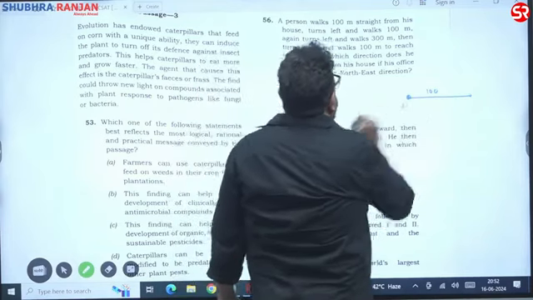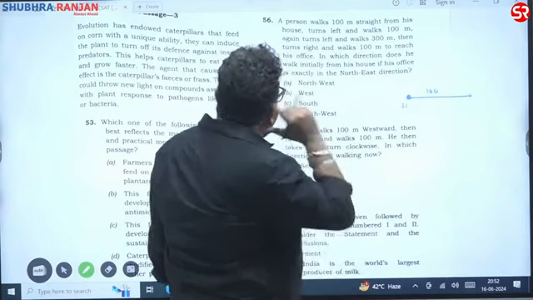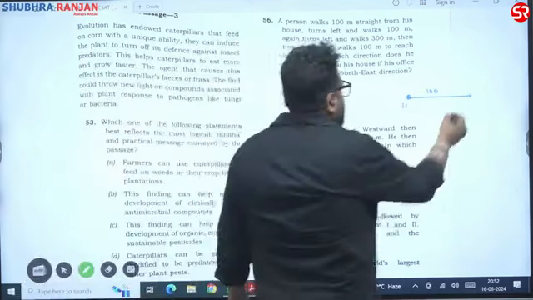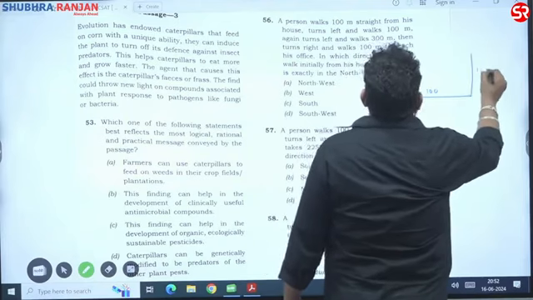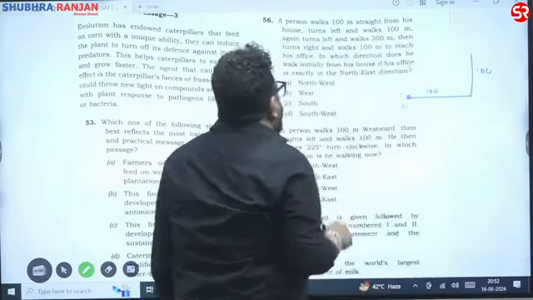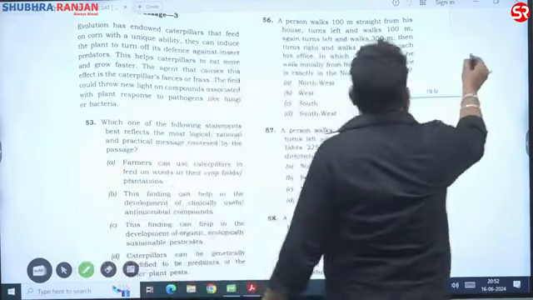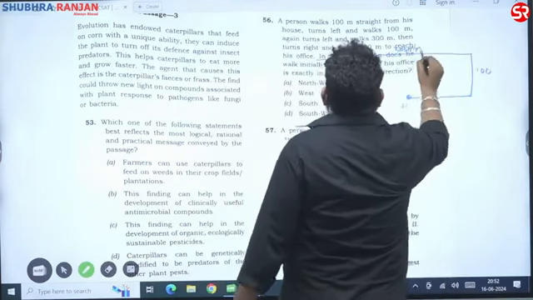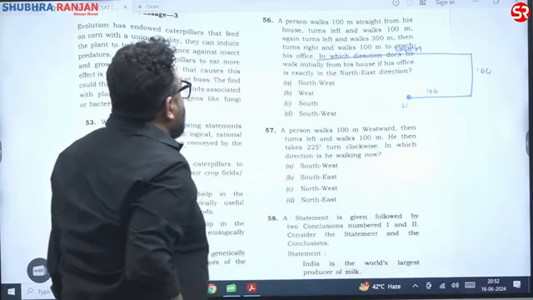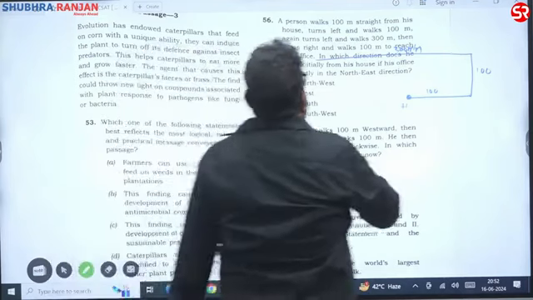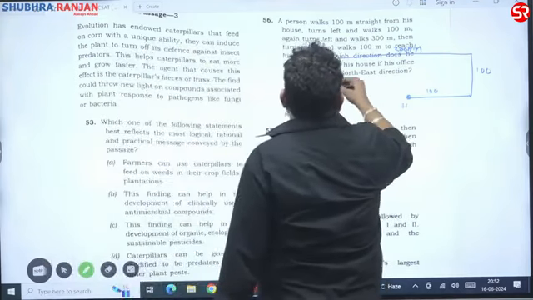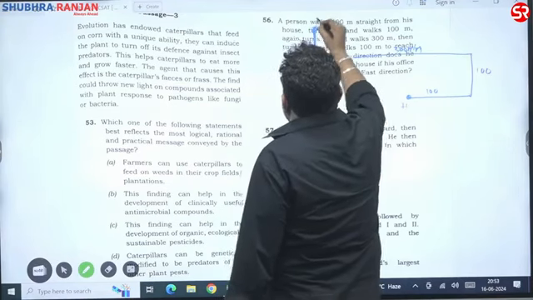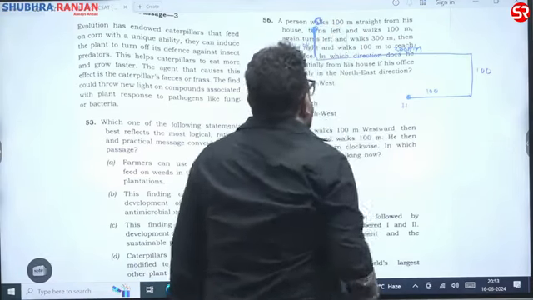He goes 100 meters straight from his house, then turns left, 100 meters. And again turns left, then 300 meters. And from here he turns right and walks to reach his office. So this is his office.